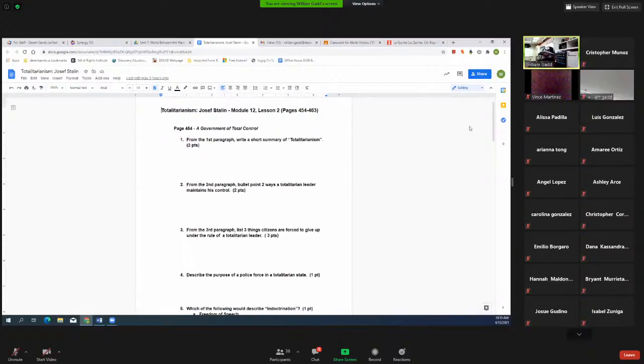So we're going to work through this, and this is totalitarianism, Joseph Stalin. So this is how Stalin initiated totalitarianism in the Soviet Union. This first part, number 1, 2, and 3, are from the first 3 paragraphs starting on page 454. Information on the first paragraph, information on the second paragraph, information on the third paragraph. Okay. So that's where we start.